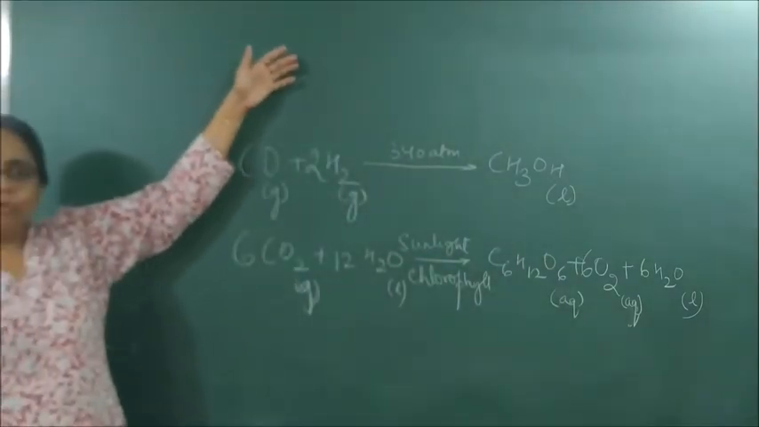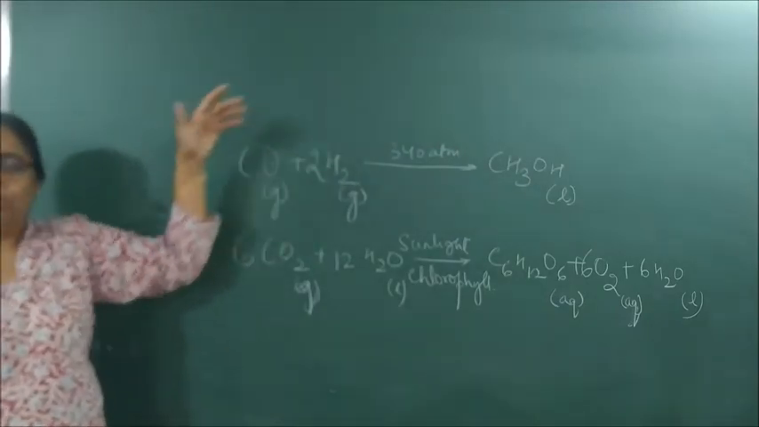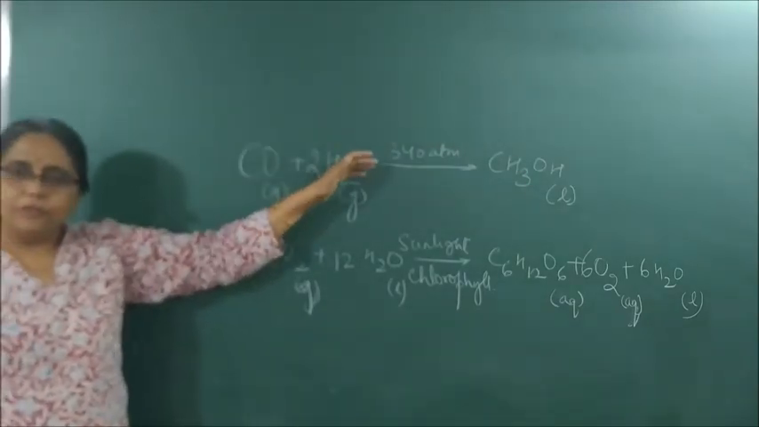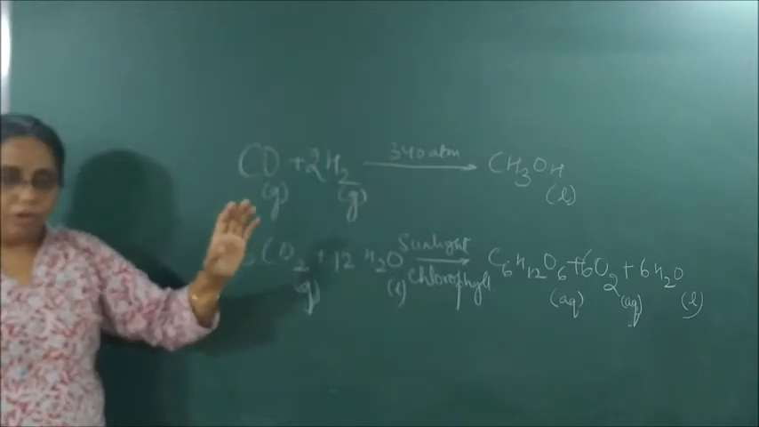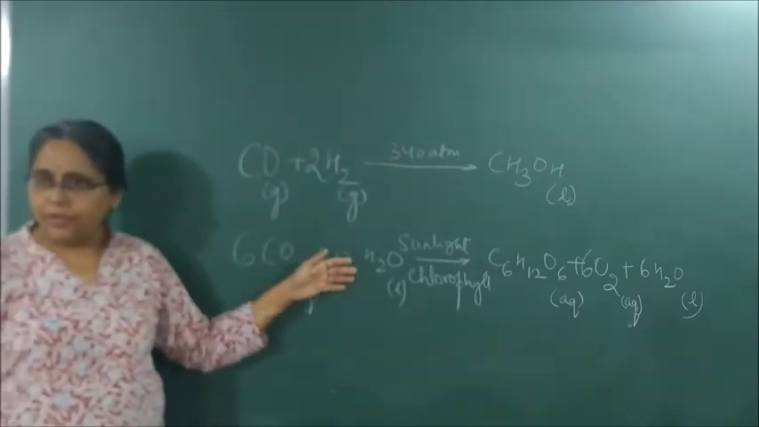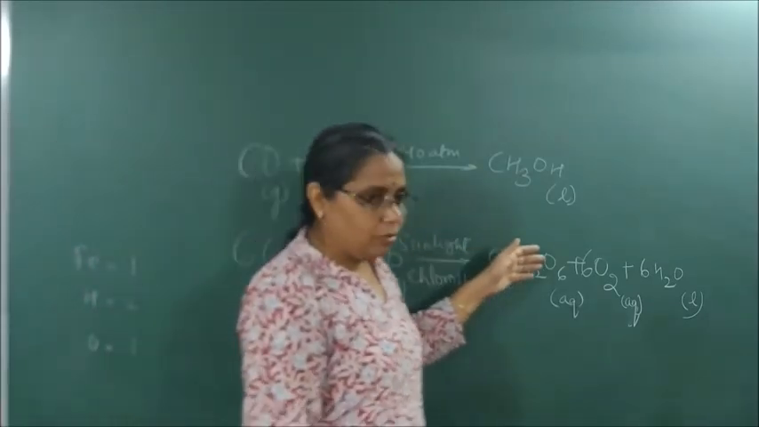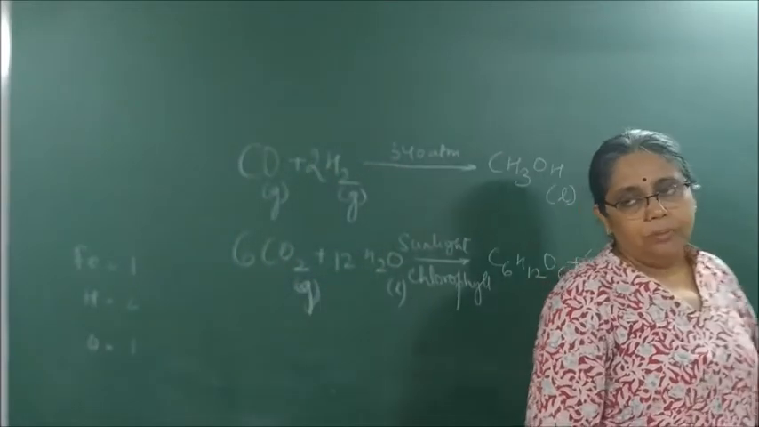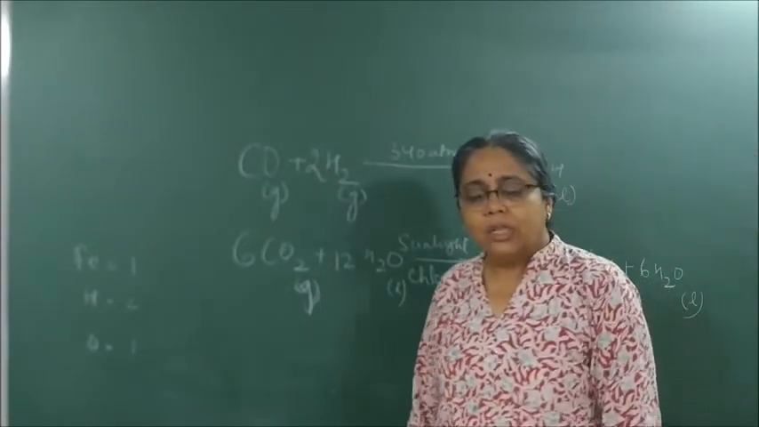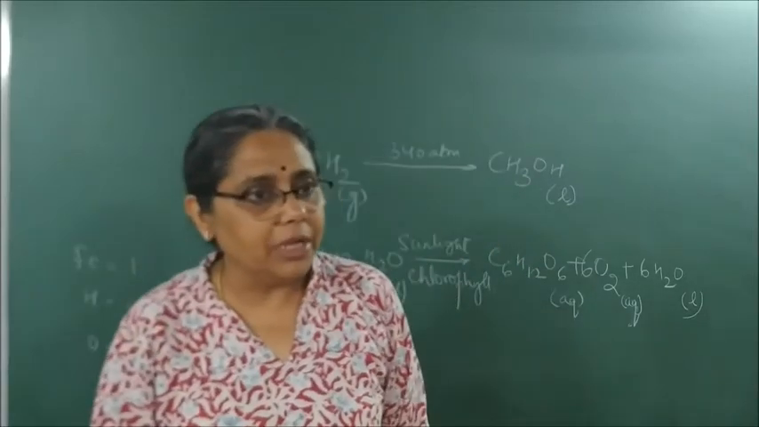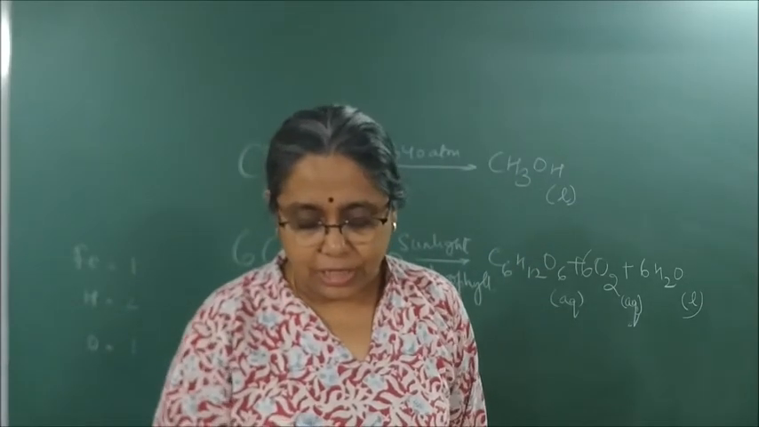So this is how our first three equations are. 3Fe plus 4H2O gives Fe3O4 plus 4H2. CO plus 2H2 at 340 atmosphere gives methanol. 6CO2 plus 12H2O gives C6H12O6 plus 6O2 plus 6H2O. This is how we are supposed to write our chemical equations. Now the textbook questions.